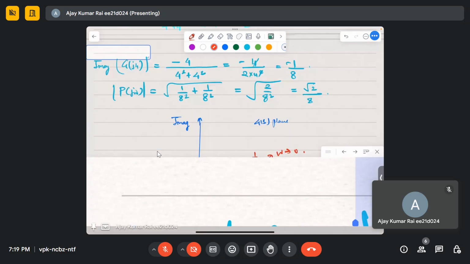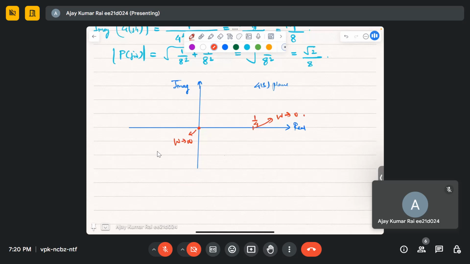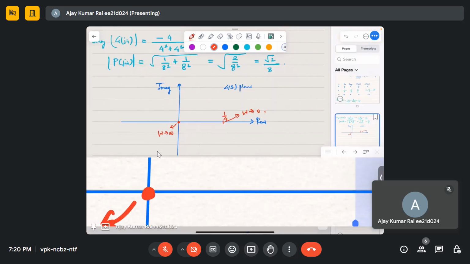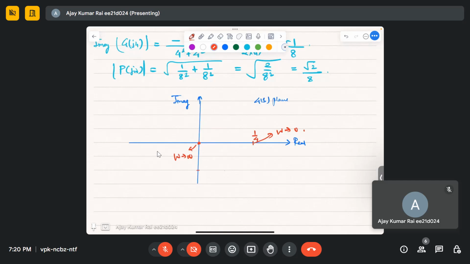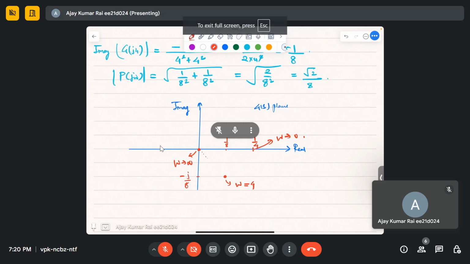So here, let's say this is 1 by 8, minus j by 8, and here we have 1 by 8. This point is at omega equal to 4. Just now we have calculated it, and this angle also we have calculated, minus 45.